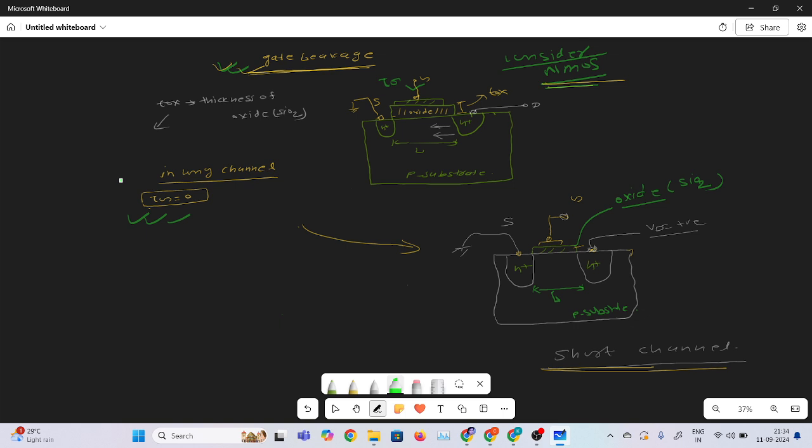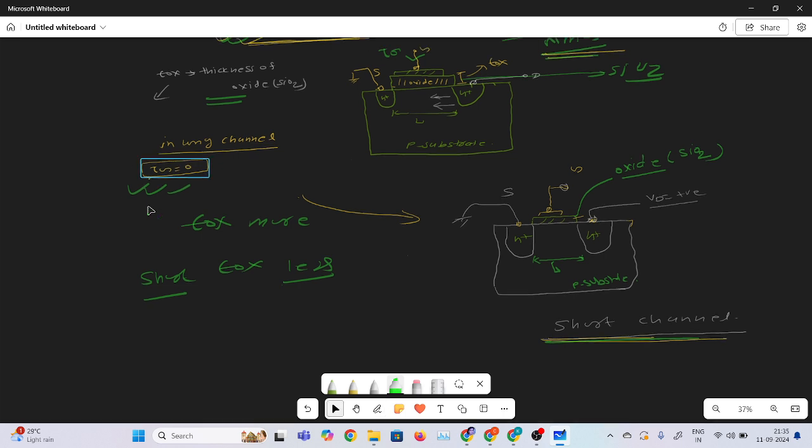This is the oxide layer, that is the silicon dioxide, and this is the thickness of the silicon dioxide, TOX. TOX is the thickness of silicon dioxide. But when we bring the drain near to the source, then this is the short channel. In the short channel, if we reduce the channel length, then effectively the oxide thickness also reduces compared to the long channel. So in the long channel the oxide thickness is more, and in the short channel the TOX is less compared to the long channel.